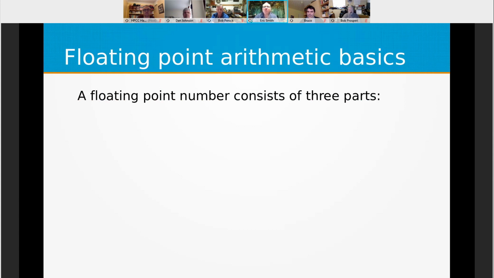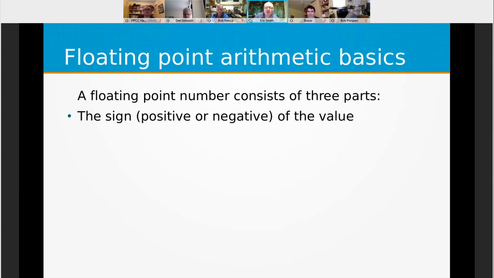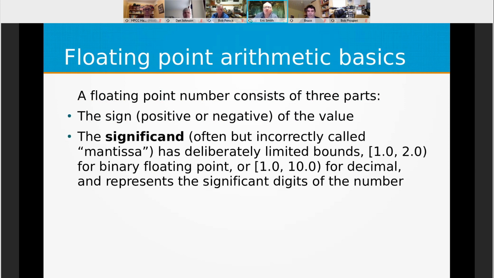So a floating point number consists of 3 parts. There's the sign of the value, because we might want to represent a positive or a negative number. There's the significand, and most people are not familiar with that term, and it's often referred to as a mantissa, and that is incorrect. The word mantissa has a very specific mathematical meaning that has almost nothing to do with floating point arithmetic. So the correct term is significand. The significand is the significant digits of the number.